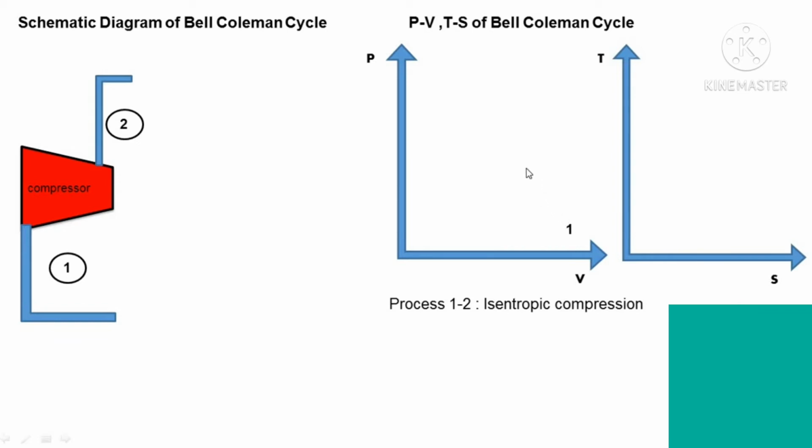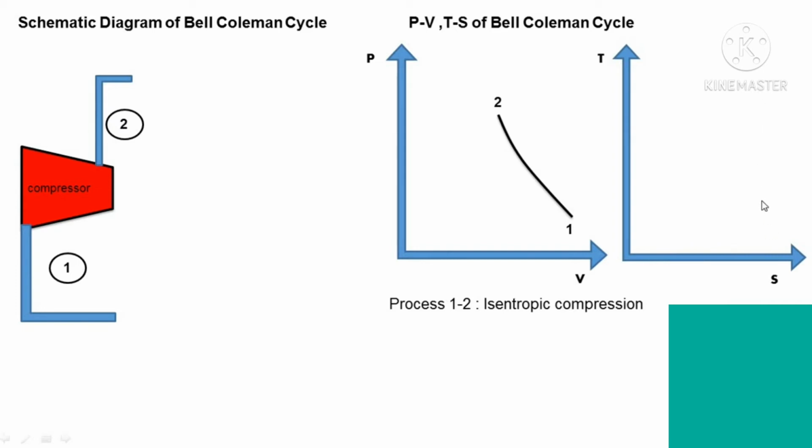When it is isentropically compressed, as it is an isentropic compression process, on the PV diagram it shows a curved path. As the air gets compressed, its volume goes on reducing and pressure goes on increasing. So pressure increases from P1 to P2 and volume decreases from V1 to V2. So volume and pressure are inversely proportional. As pressure increases, the volume decreases. So 1 to 2 is a compression process.